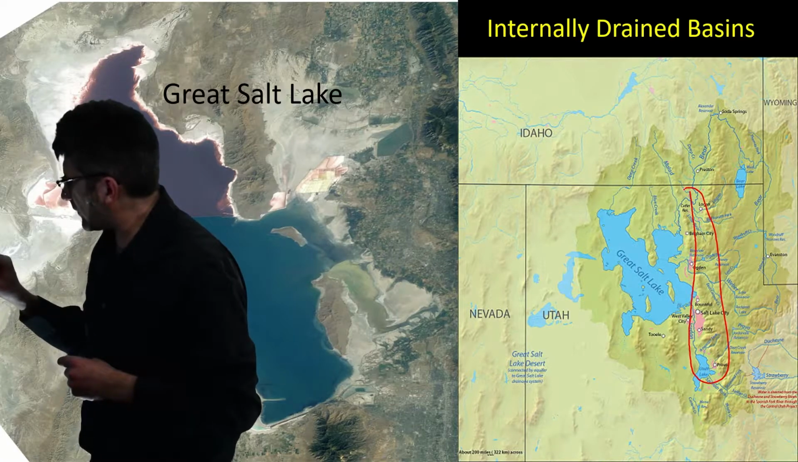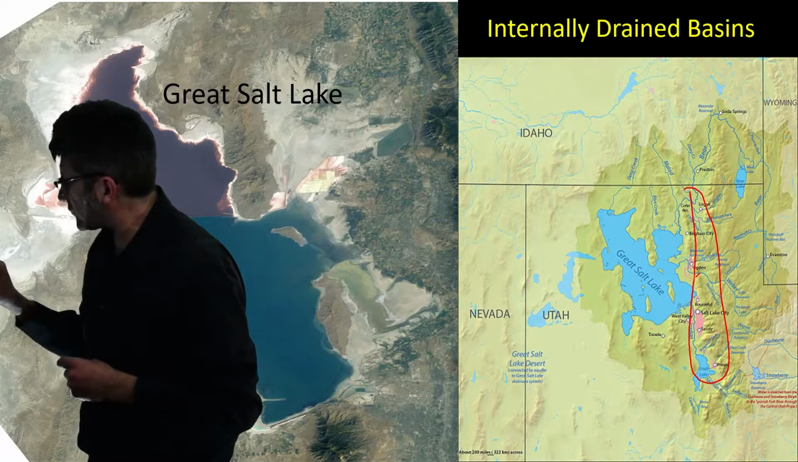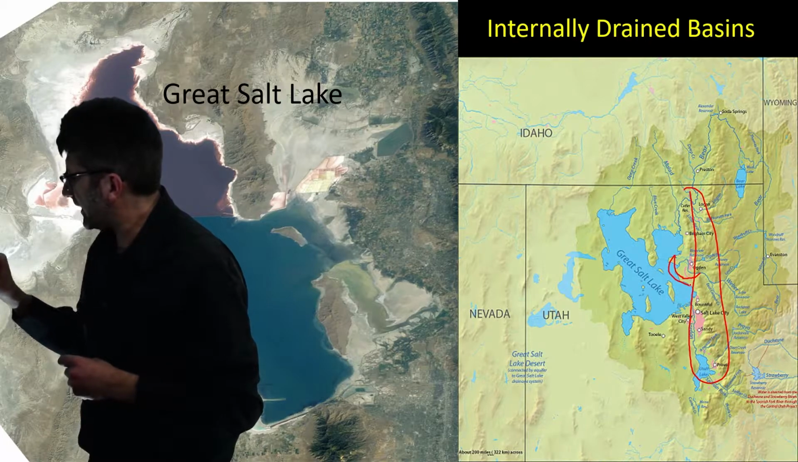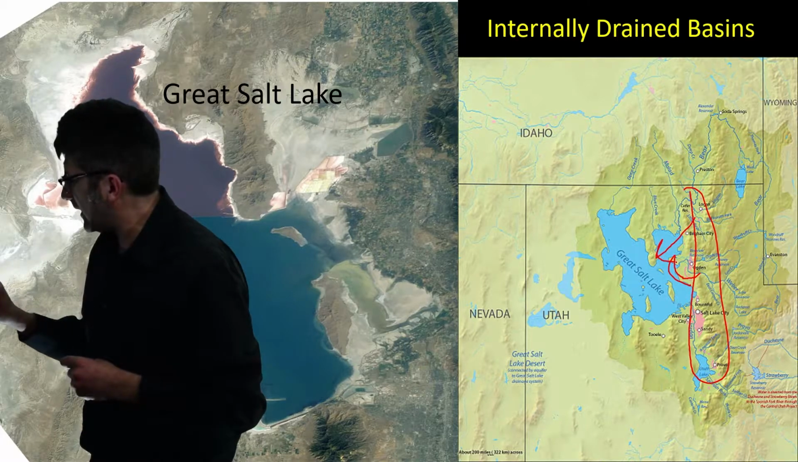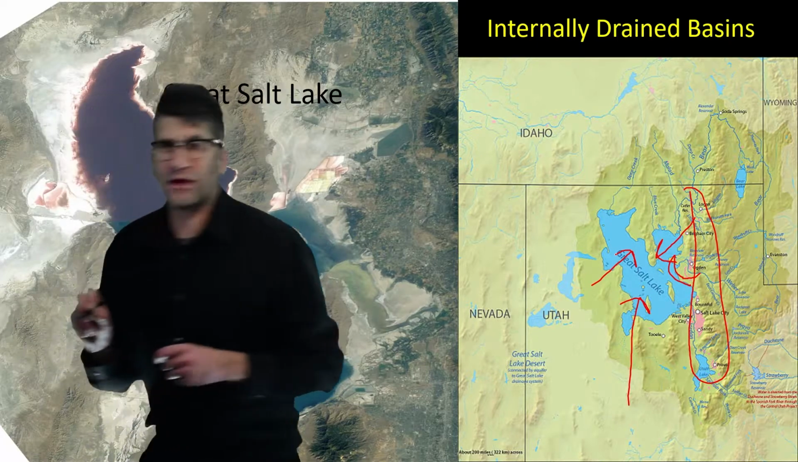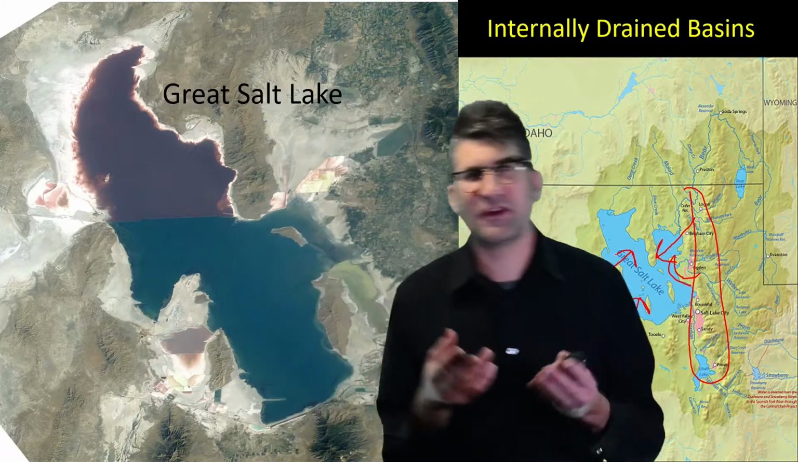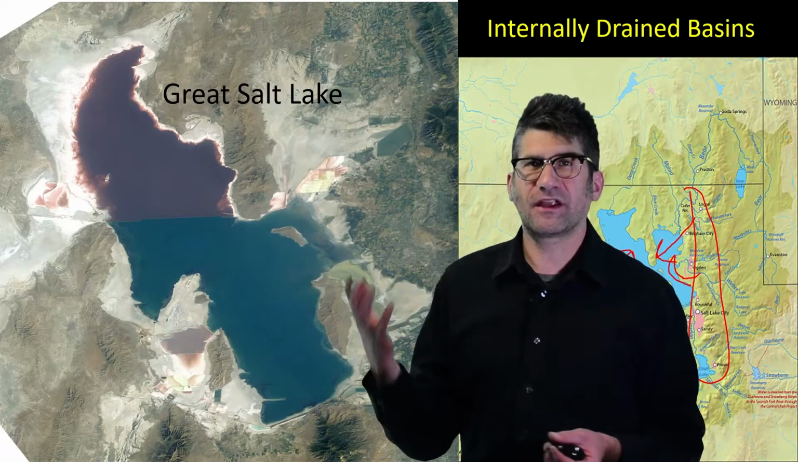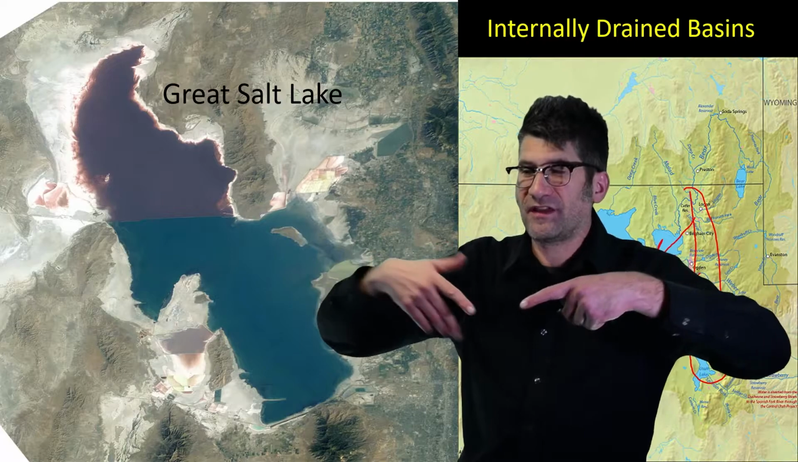And then any water that rains and falls in the Wasatch Range, at least on the west side, drains down into the Great Salt Lake. But in every direction, the water drains into the Great Salt Lake. There's no outlet. So we call this internally drained, and that's why the Great Salt Lake is so salty, because water drains in, it can't flow out.